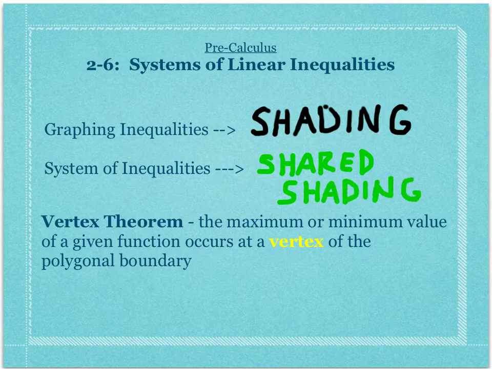And then notice this vertex theorem which says the maximum or minimum value of a given function occurs at a vertex of the polygonal boundary. By a vertex we mean a corner point. So in addition to this shared shading, we'll have to look at these vertices or corner points to determine maximums or minimums. We're going to really just do one example here, and hopefully that'll be enough to get you going, and then we'll work on it more in class tomorrow.